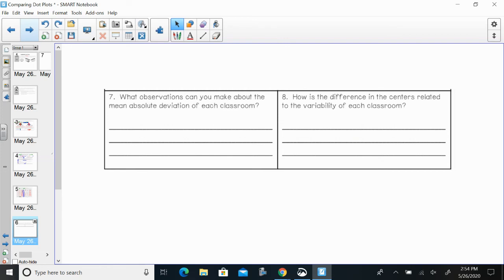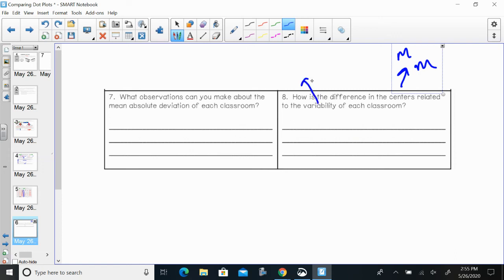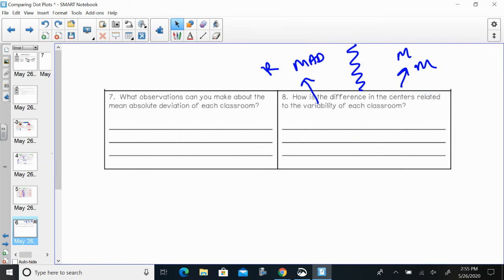We're going to answer these last 2 questions together. Some observations we can make about the mean absolute deviation in each classroom. And how is the difference in the centers related to the variability in each classroom? So just to kind of recap, the centers were the mean and the median, right? And the variability would be the range or the MAD. Okay? So they are 2 very different things. Measures of center are the mean or the median, whereas variability is the range or the MAD.